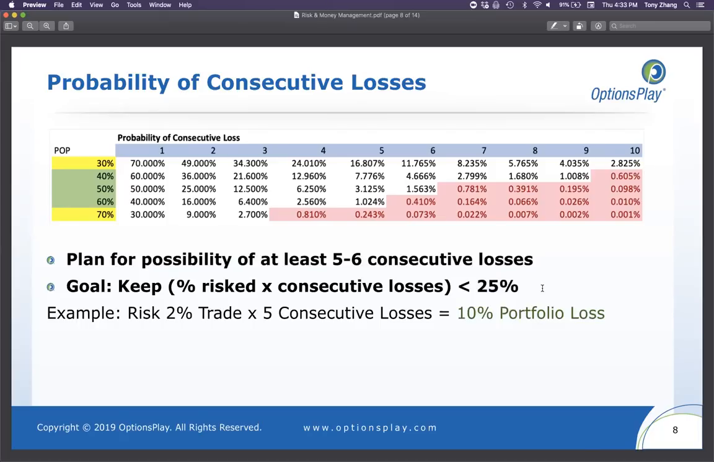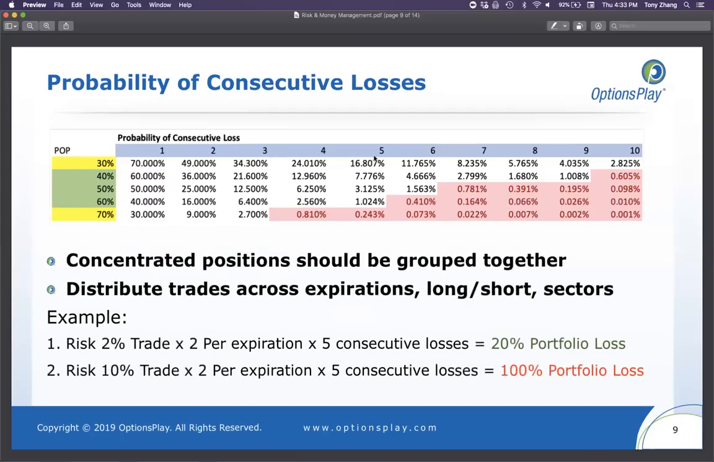However, I want to point out that when you think about 5 or 6 consecutive losses, the way that I have presented this chart, in my opinion, is actually slightly misleading. And the reason I say this is because when we talk about 1, 2, 3, 4, 5 consecutive losses, that's really referring to 5 fairly completely separate trades. However, what we tend to find with a lot of option traders is that your trades are actually quite similar. What I mean by that is that a lot of option trades tend to be what I consider concentrated positions.